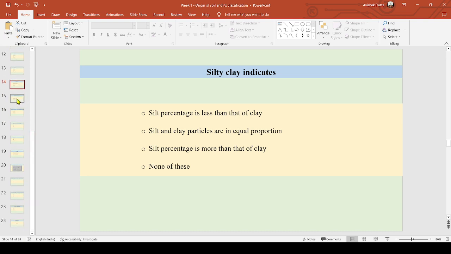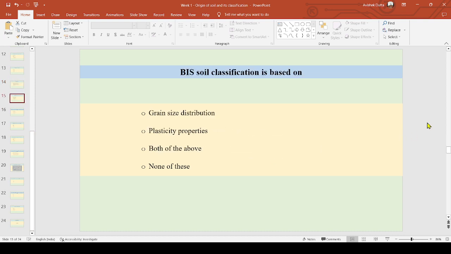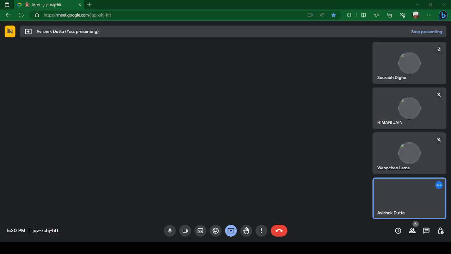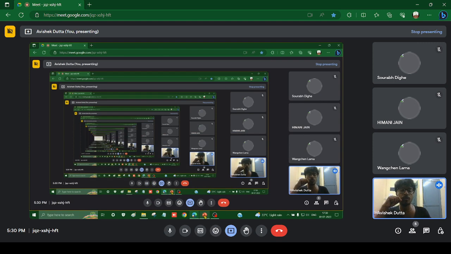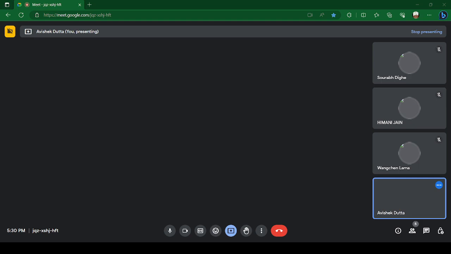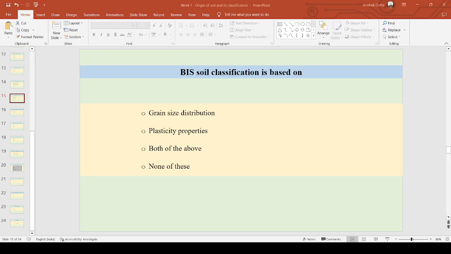Next question. BIS soil classification is based on? I hope you know the meaning of BIS. Anyone knows what BIS means? BIS means Bureau of Indian Standards. Okay. So BIS soil classification is soil classification based on the Bureau of Indian Standards.